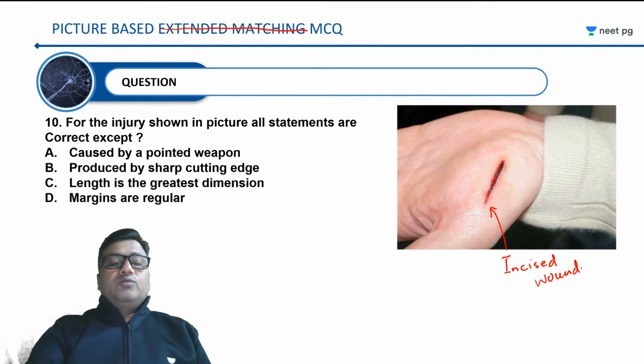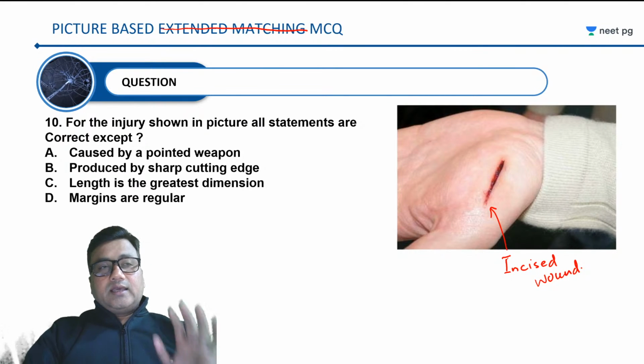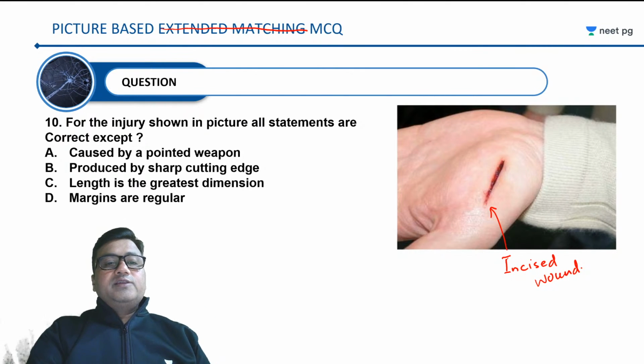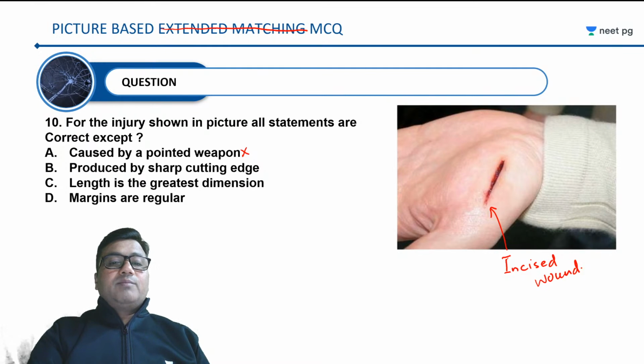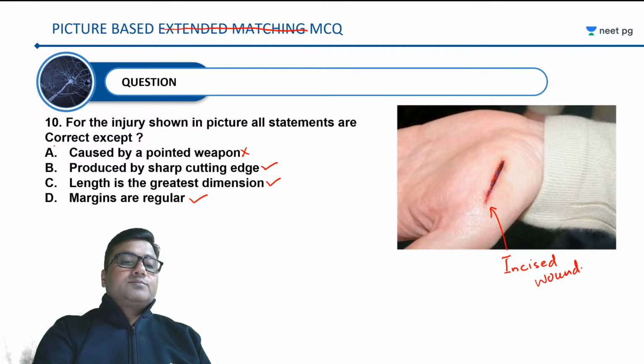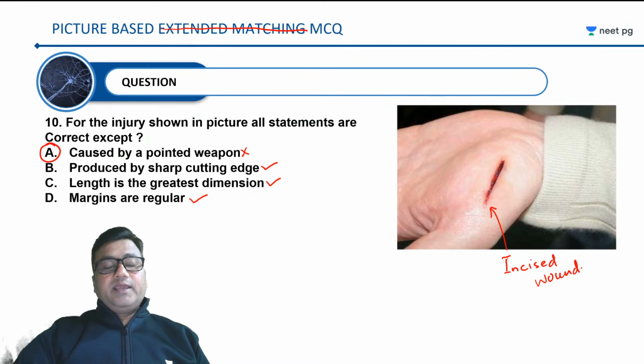Okay, so what do we see is given in the option? It is caused by a pointed weapon. No, it is caused by sharp cutting edge of a weapon. Produced by sharp cutting edge of a weapon, correct. Length is the greatest dimension, correct. Margins are regular, correct. So for the injury which is shown in the picture, all the statements are true except, so the statement which is not true is option number A, that it is produced by a pointed weapon.